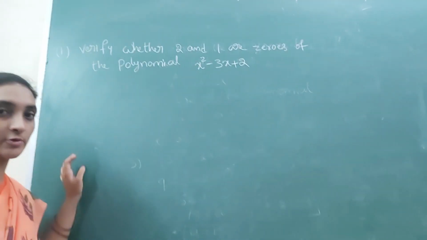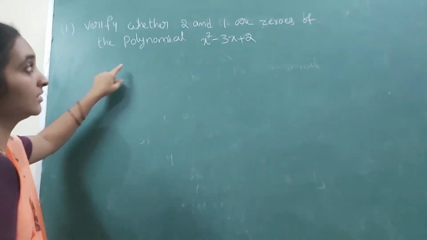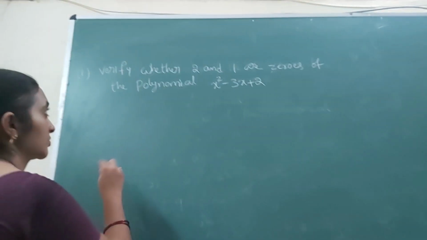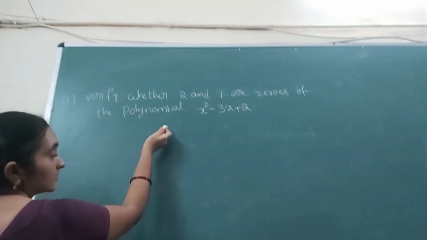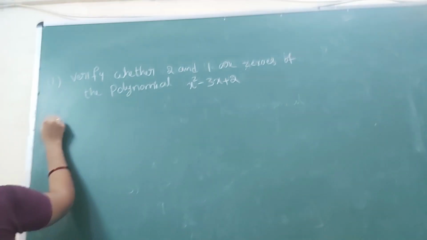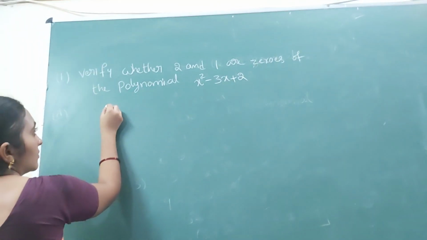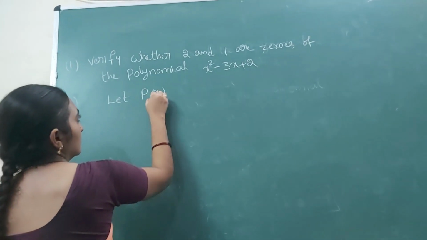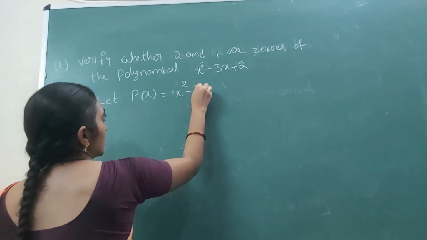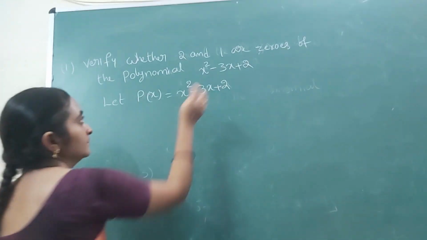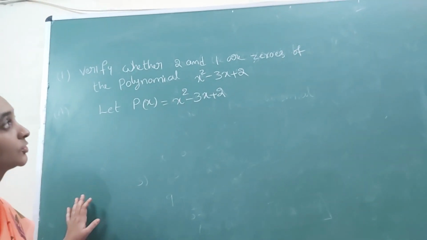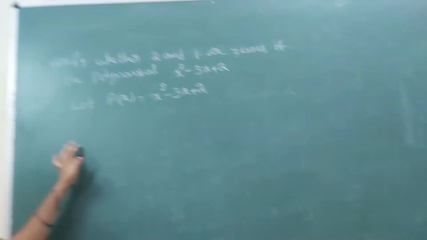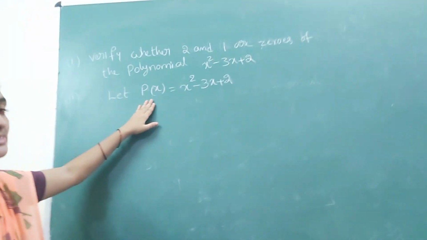Verify, next model. We take the next model. Verify whether 2 and 1 are zeros of the polynomial x squared minus 3x plus 2. Let us take the given polynomial. So let p of x is equal to x squared minus 3x plus 2. We have to see whether 2 and 1 are zeros of the polynomial or not.